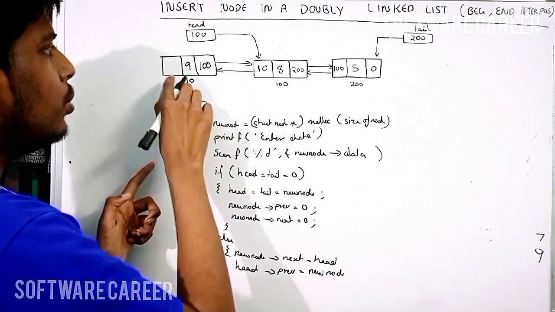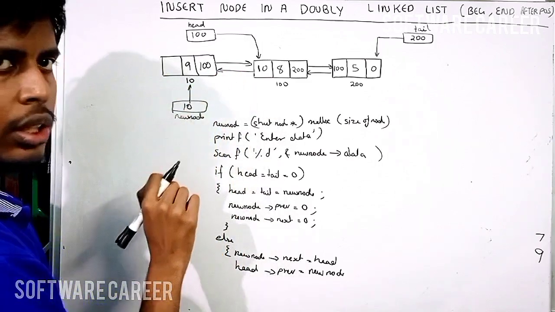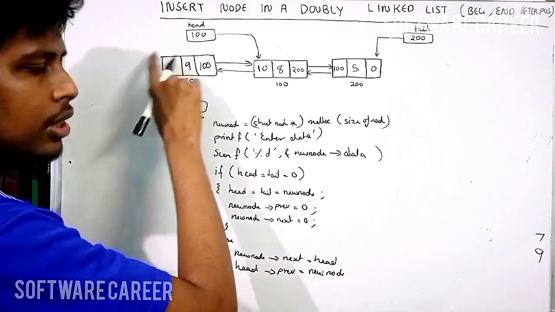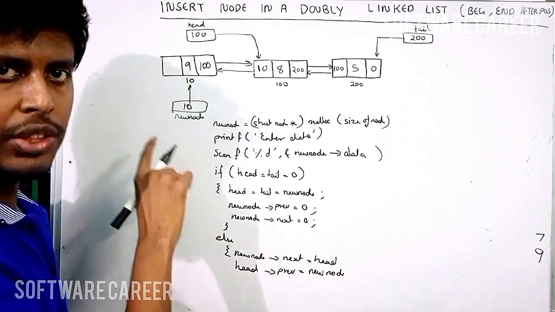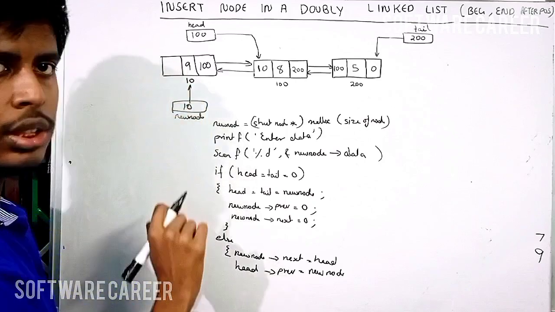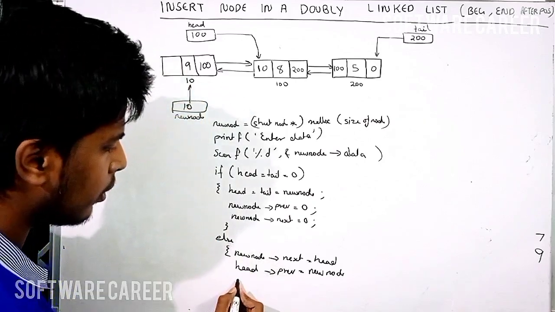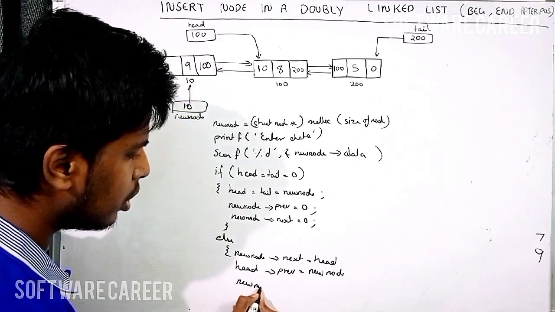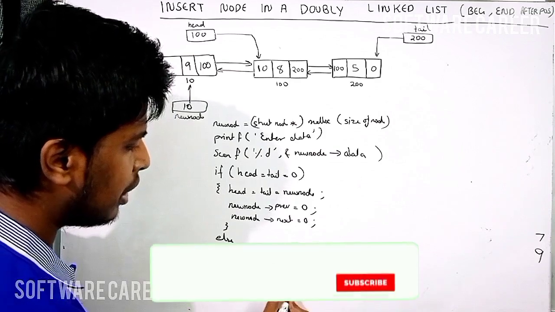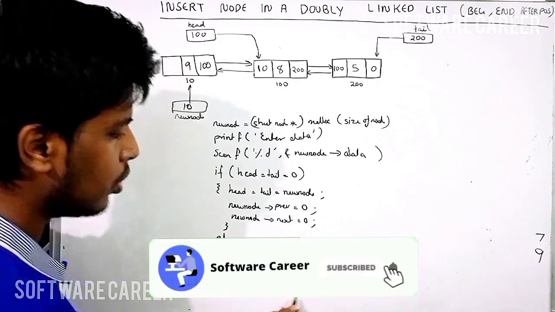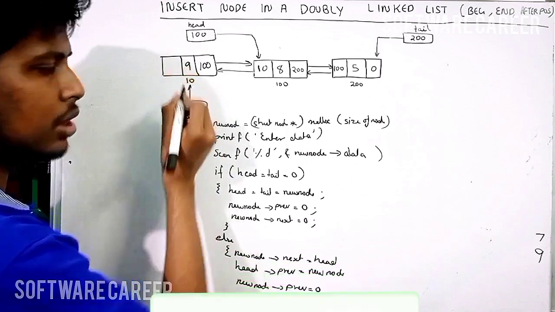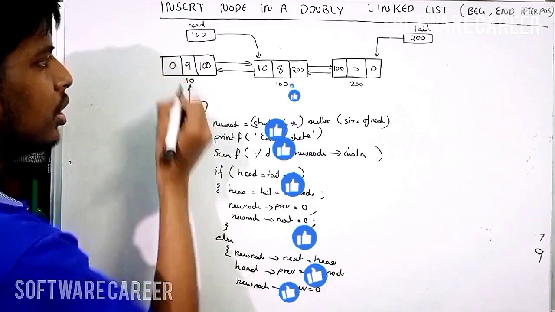Now see, this is the previous pointer of new node. In this pointer I should store the address of the previous node, but there is no previous node here. So I should store 0 here. So I am writing new node previous equals to 0. So new node is 10, and 10 previous is this pointer. In this pointer I am storing 0.